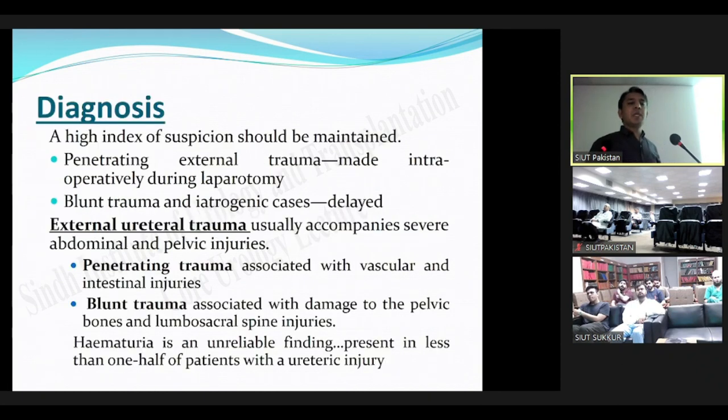For the diagnosis of ureteric injury, a high index of suspicion should be maintained. Penetrating external trauma is usually recognized intraoperatively during laparotomy, while blunt trauma and iatrogenic causes are much of the time presented late. External ureteral trauma usually accompanies severe abdominal and pelvic injury. Penetrating trauma is associated with vascular and intestinal injury, while blunt trauma is associated with concurrent abdominal or pelvic injuries. Hematuria is an unreliable finding and is present in less than one half of the patients with ureteric injury.